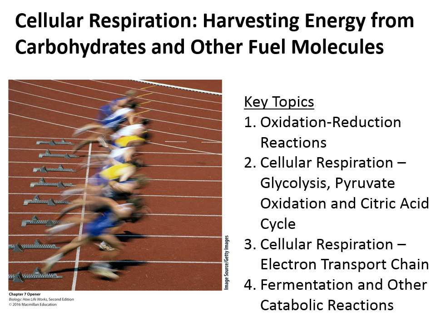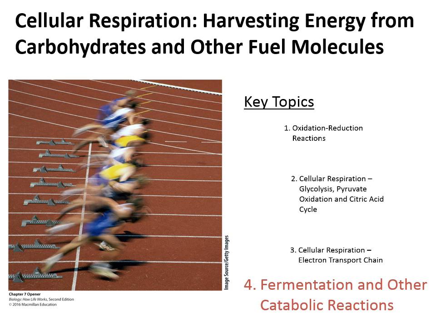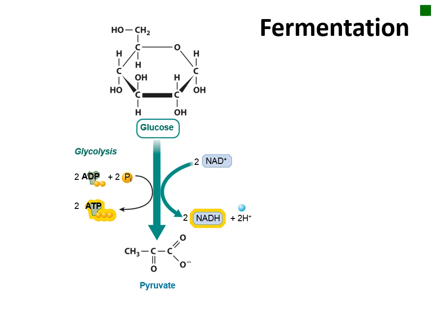This is the final video for the cellular respiration unit. In this video, we will be discussing fermentation and an overview of other catabolic reactions. As we've discussed previously, phases 2 through 4 of cellular respiration require oxygen to occur, but glycolysis does not. This means, in the absence of oxygen, cells can still use glycolysis to obtain some ATP.